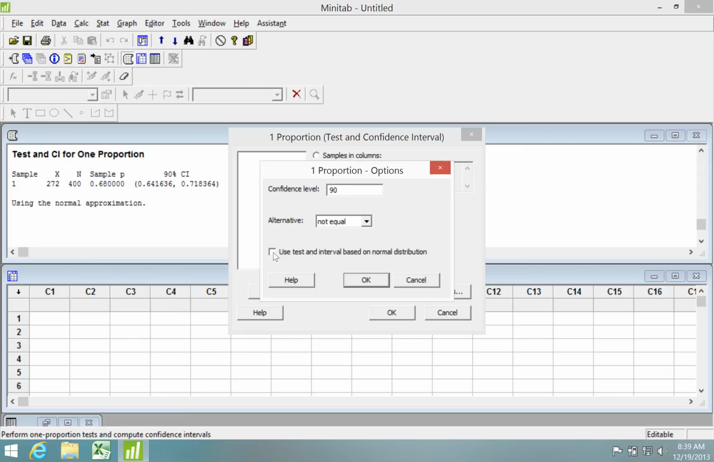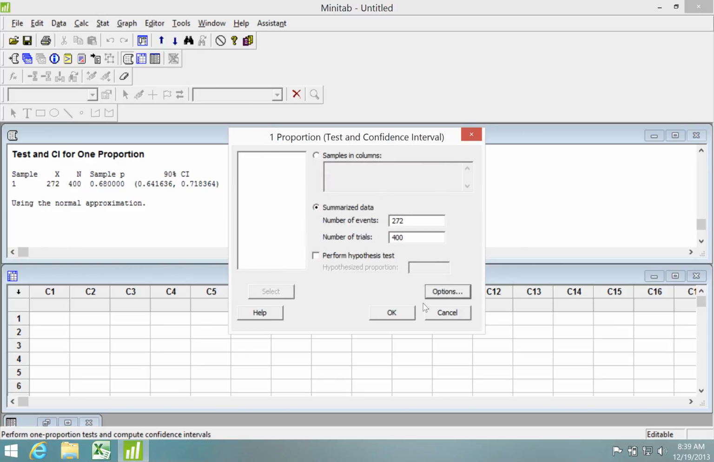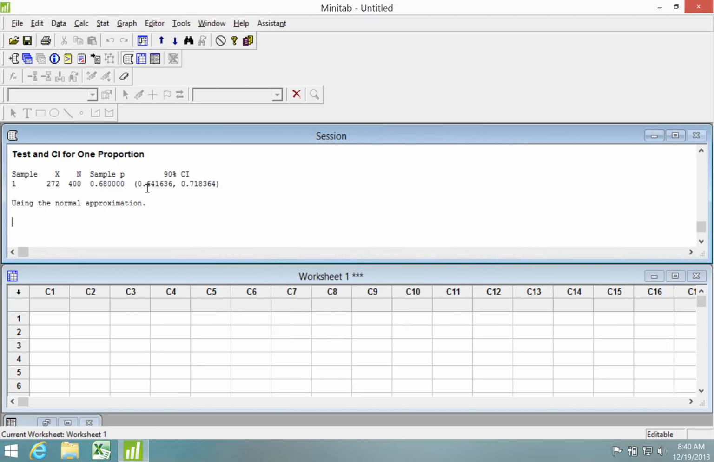And also another important thing, if you want Minitab to use the normal distribution, which is the z value, that's how we calculated it by hand. So if we want to have the same answer in Minitab, we need to make sure that this box here saying that we're basing this on the normal distribution is checked off. With that, you can press OK, and find here that you get the same answers that you got as we calculated by hand.